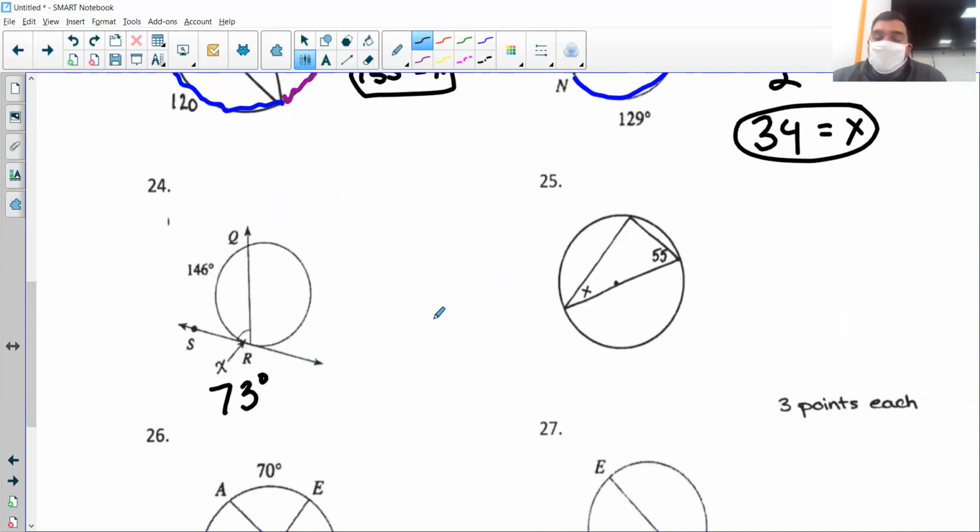Wait, really? That's it? It was so simple. I told you, at the edge of the circle, it's half. Okay.